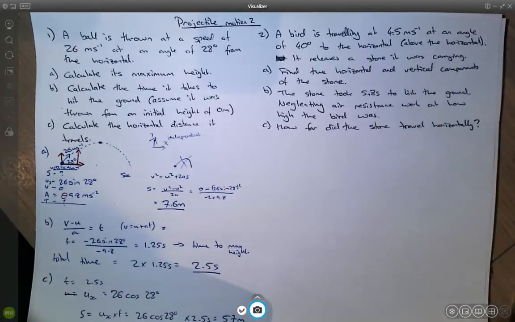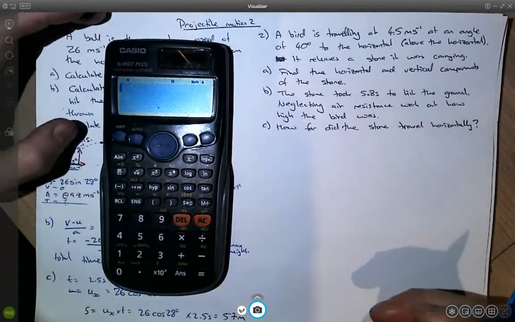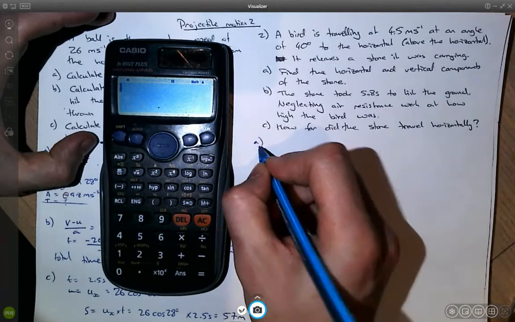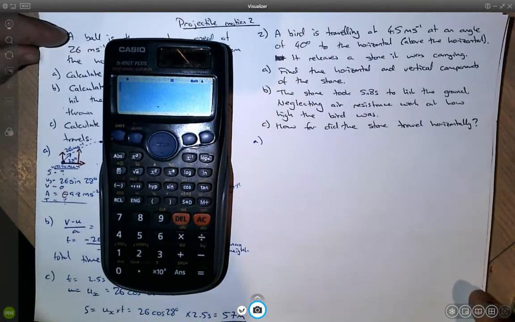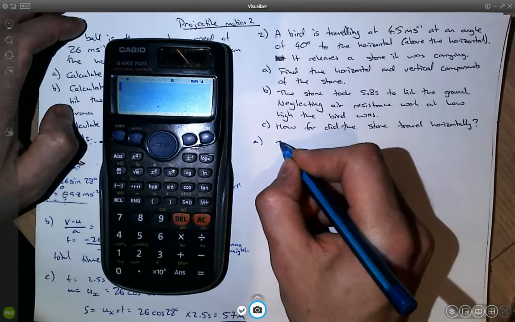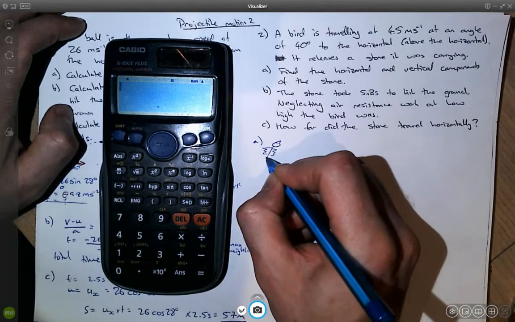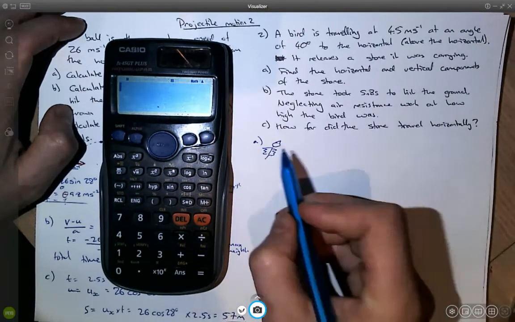Question 2 is here. Pause the video now and try this question. So we've got a much more complicated situation here. So a diagram is, of course, crucial. So we've got our bird, and excuse the poor diagram.